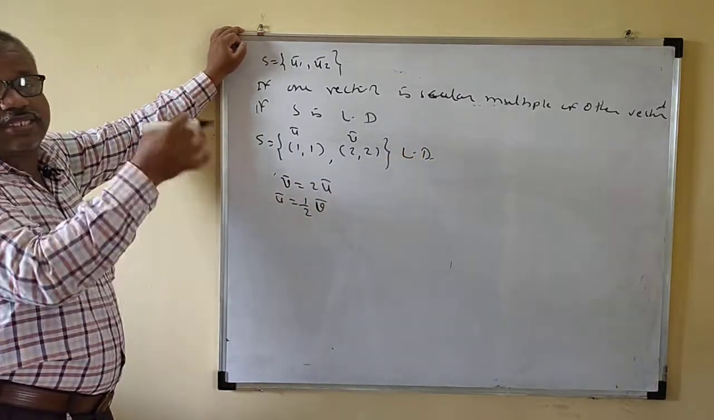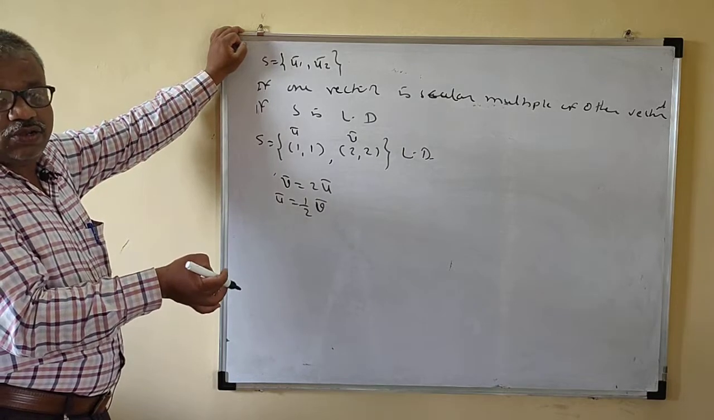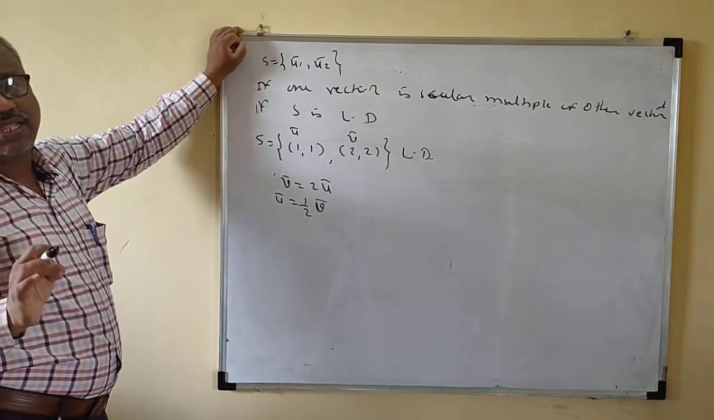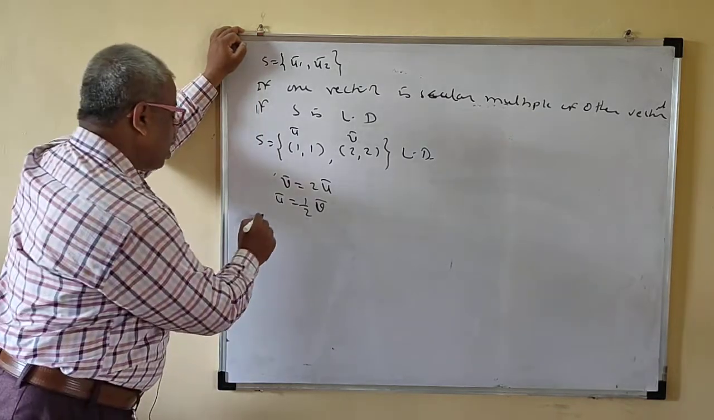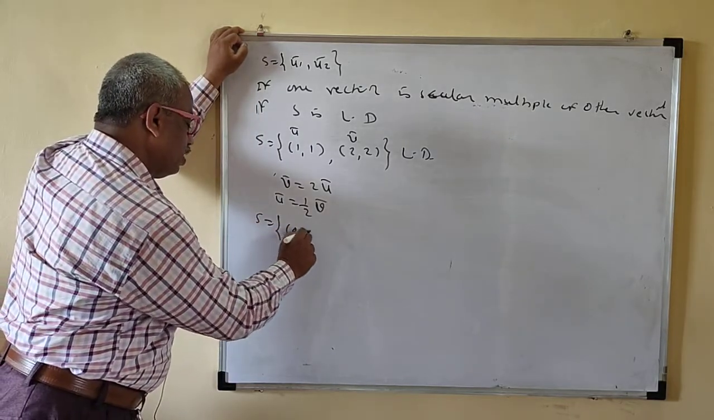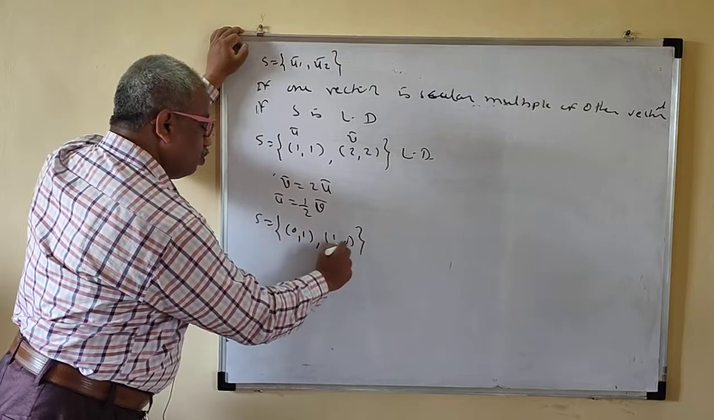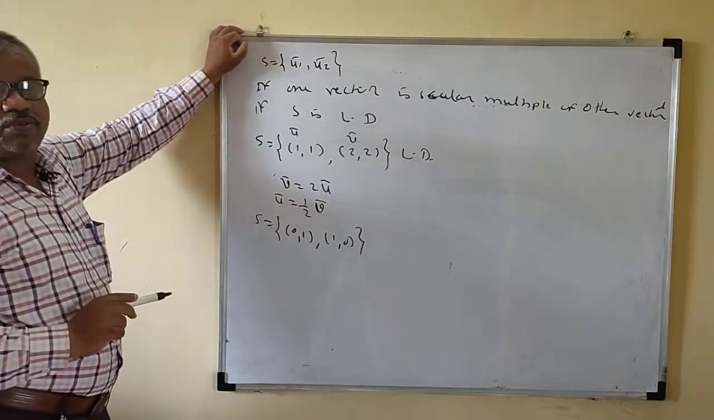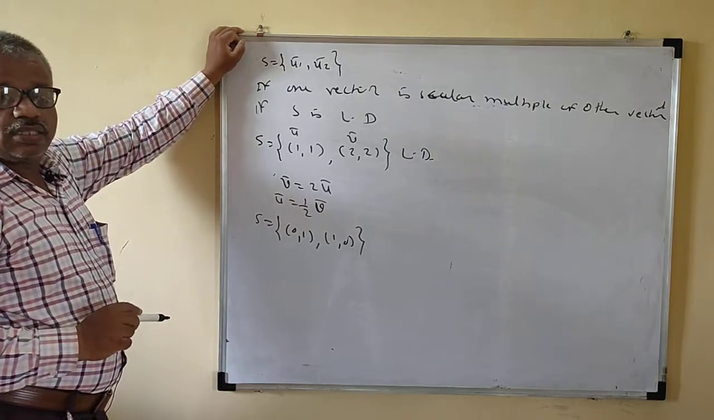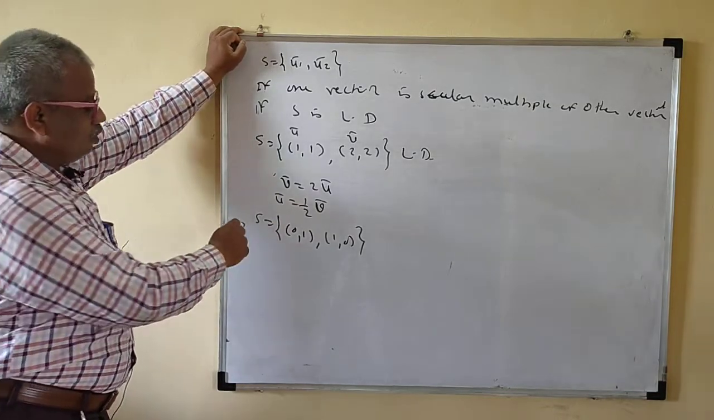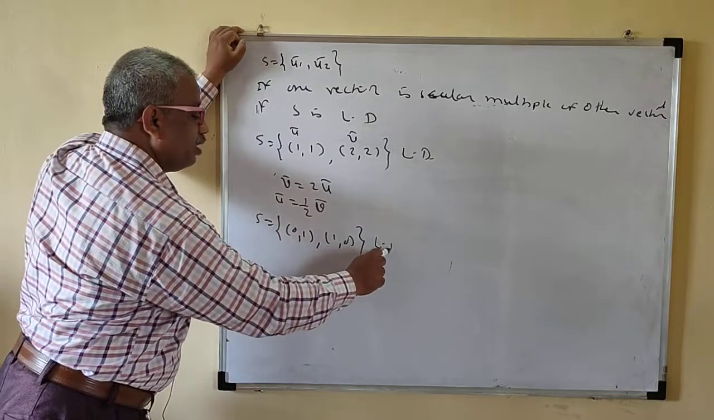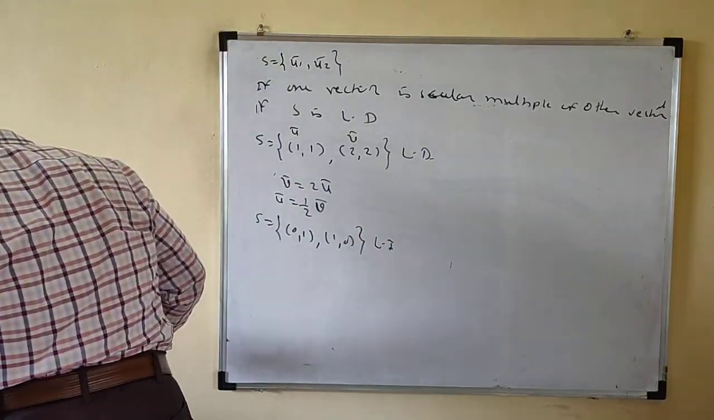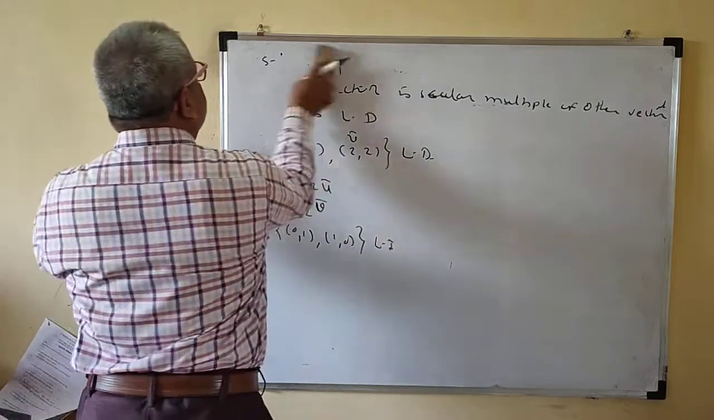If no vector is a scalar multiple of the other, in a set containing two vectors, then that set is always linearly independent. Suppose I take S equal to 0 1 and 1 0. This is not a scalar multiple of that, nor is that a scalar multiple of this. So this set is linearly independent. You should note this also.